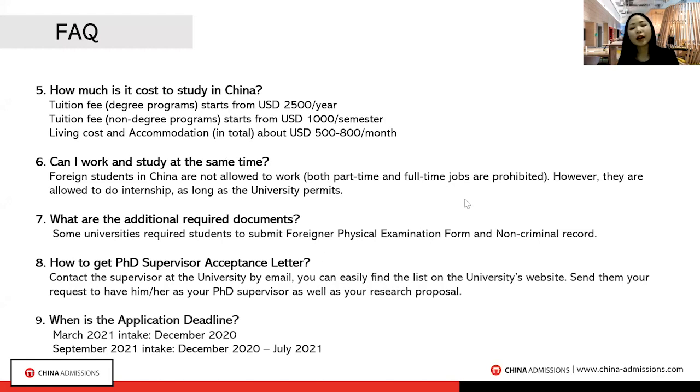And then, what is the application deadline? So for March 2021 intake, the deadline would be around December 2020. But for the September 2021 intake, the deadline would be in December 2020 to July 2021. So again, it depends on the program and it depends on which intake you're applying for. And don't forget, Chinese universities do not accept late applications. So make sure to complete your applications before the deadline. Otherwise, your application may be considered as unsuccessful.